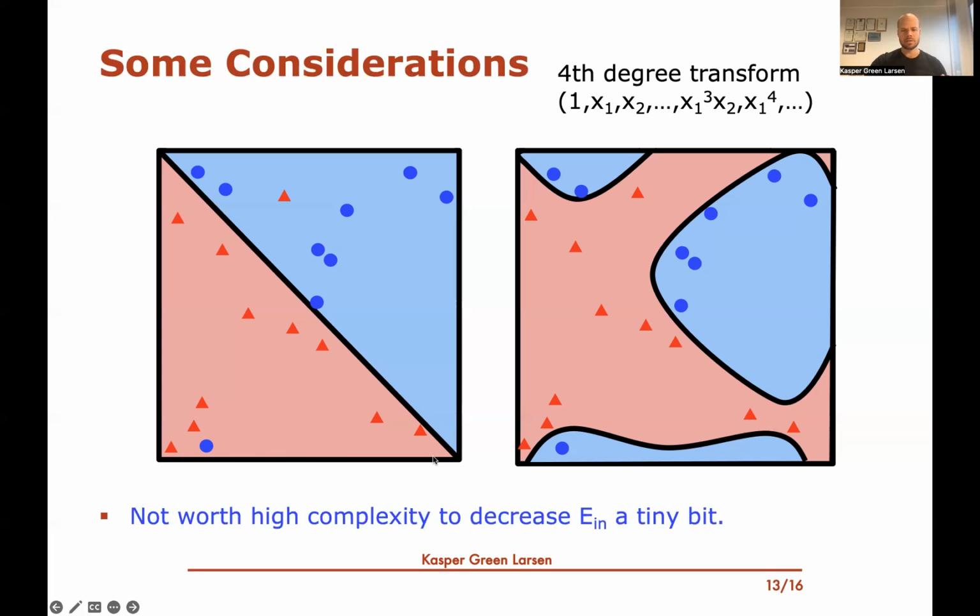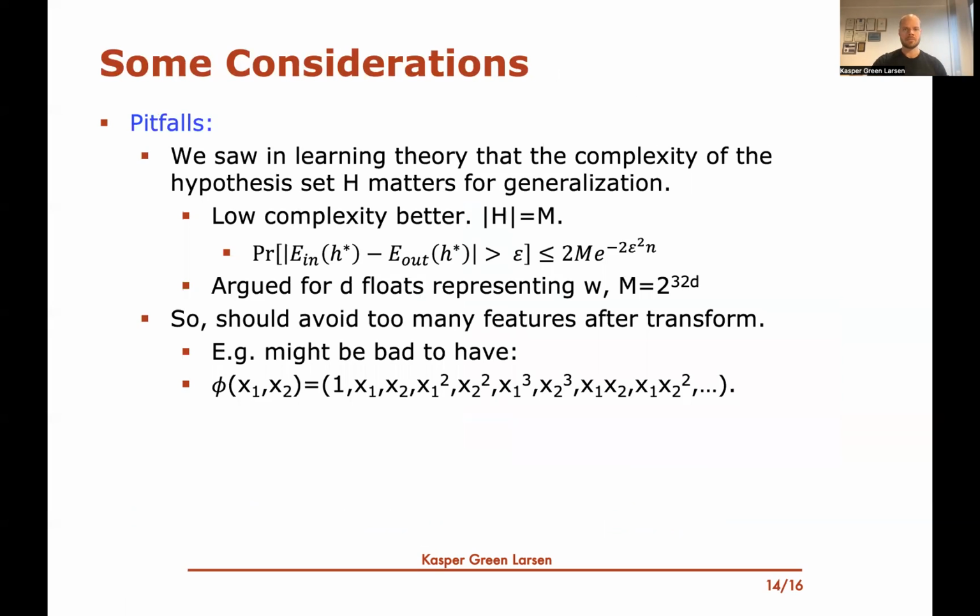So this example really shows that it's not really worth the high complexity in the model to just decrease the in-sample error just a tiny bit. Right? So here you just decrease the in-sample error just a little bit to get these 2 points right, but you're now using a really complicated model. So this is something to be aware of. It would seem at least that this model over here has a larger E out, outer sample error. That would be the intuitive guess.